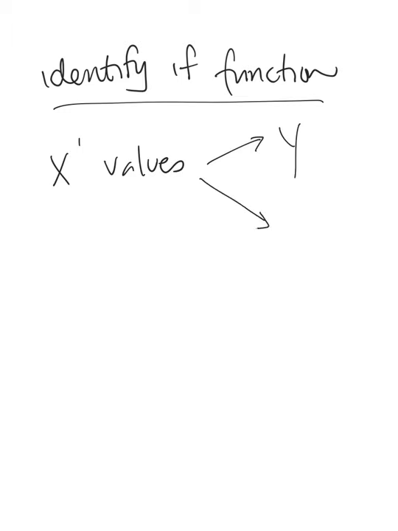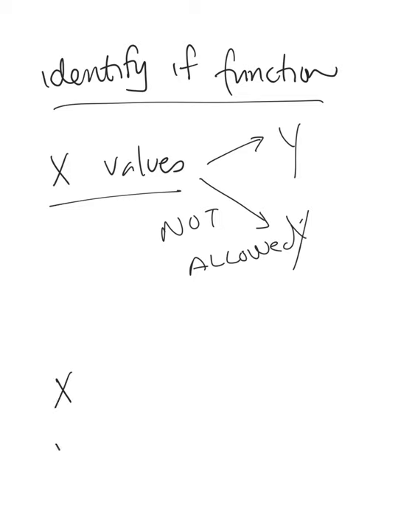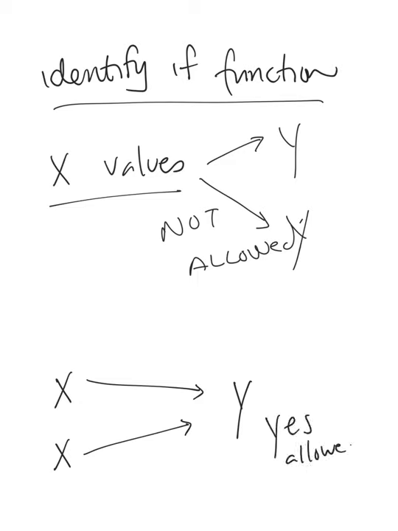I cannot have this. You cannot have an x value going two different places. You see how this x is going to two different places? This is not allowed. So this would not be a function. If you have two x values over here, and you have one y value here, and this x goes to this y, and this also goes to that y, that is allowed.